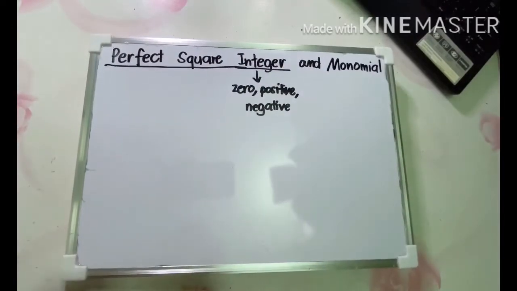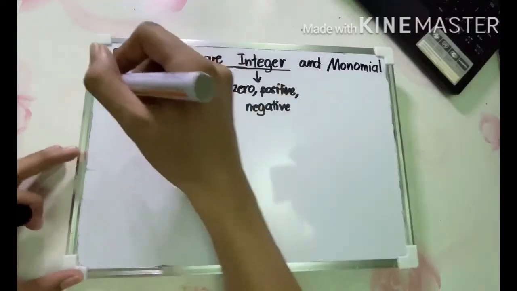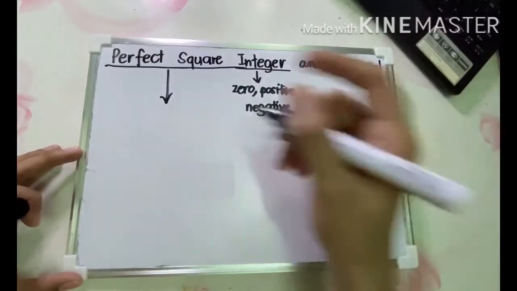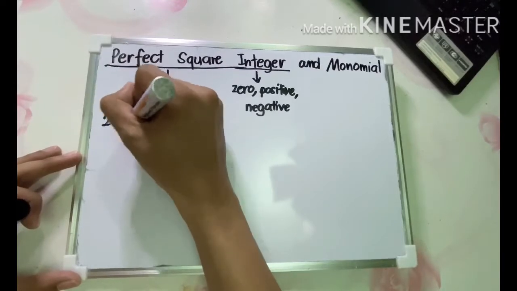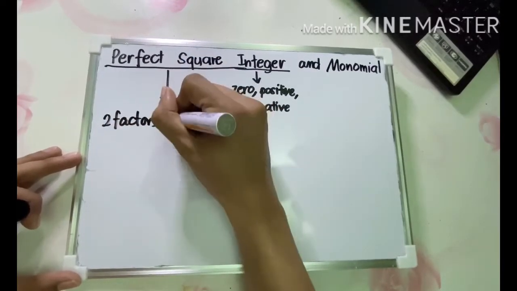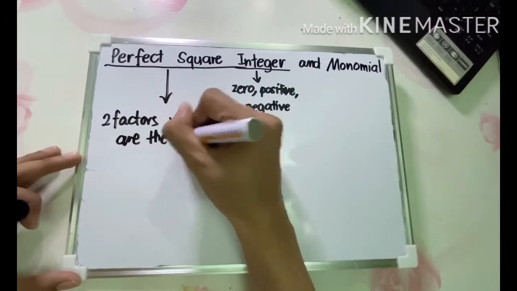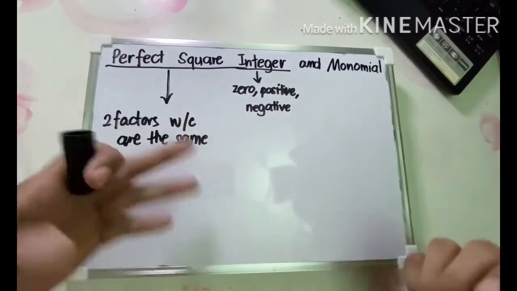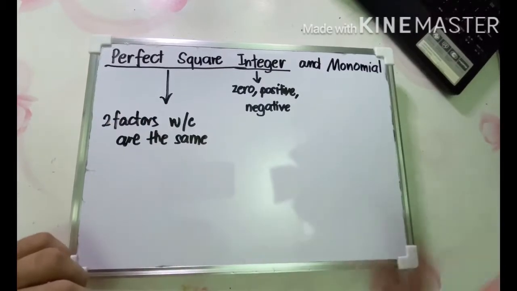So when can we say that an integer is a perfect square? According to a simple definition, a perfect square integer has two factors which are the same. This time let's exclude 0 because 0 is automatically 0 times 0.